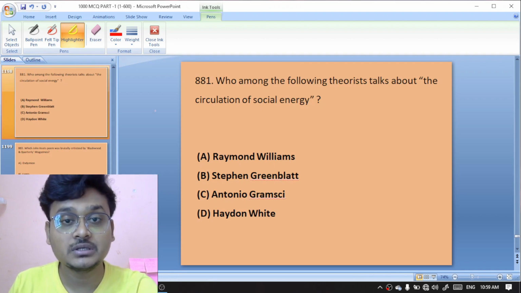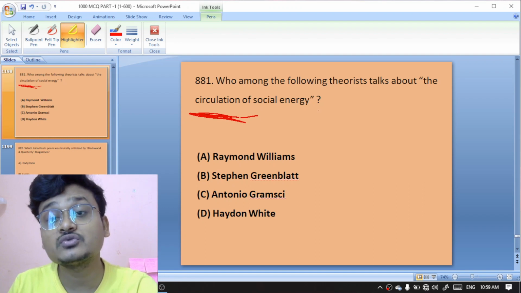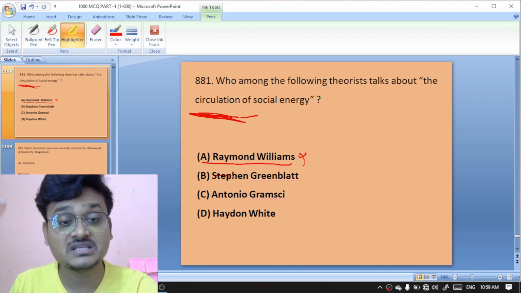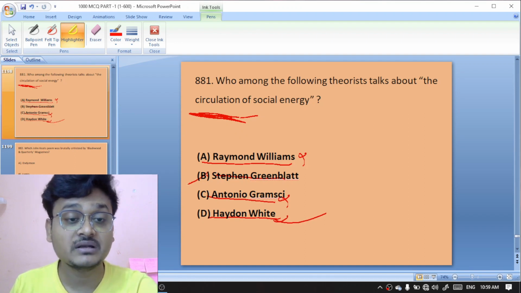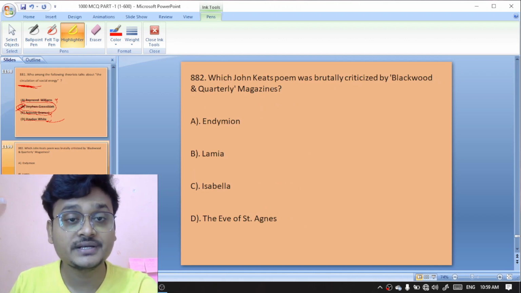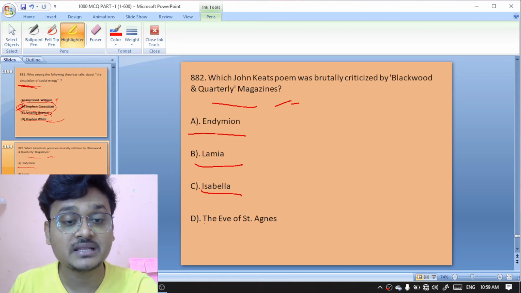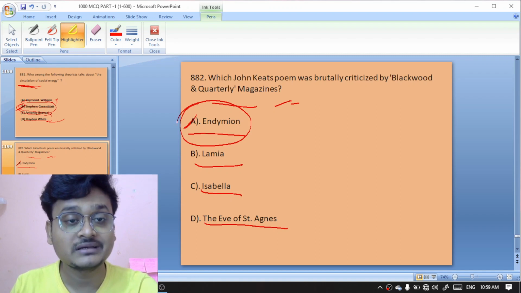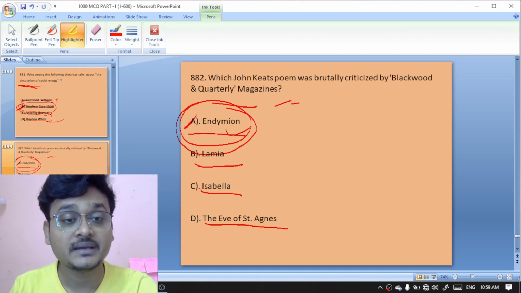Who among the following theorists talk about the circulation of social energy? Raymond Williams? No. Stephen Greenblatt, Antonio Gramsci, Hayden White. So it was Stephen Greenblatt. Stephen Greenblatt has given the concept of circulation of social energy. Which John Keats poem was brutally criticized by Blackwood's and Quarterly magazines? Endymion, Lamia, Isabella, the Eve of St. Agnes. So Keats' Endymion was brutally criticized by Blackwood's and Quarterly magazines.